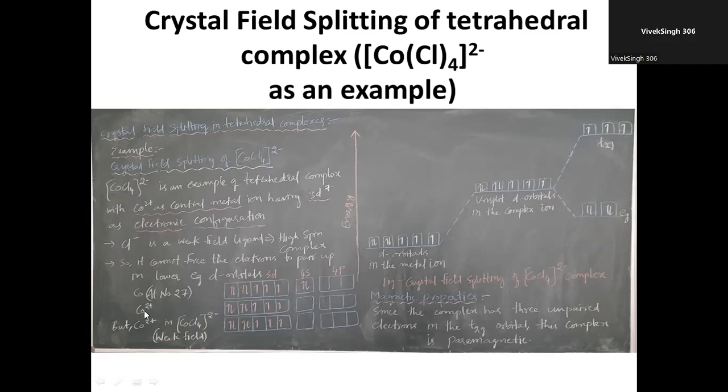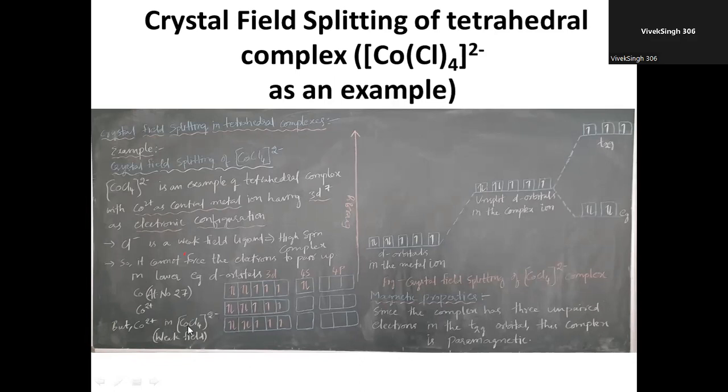Now in Co2+, 2 electrons are removed from 4s, and the rest of the electrons are present.